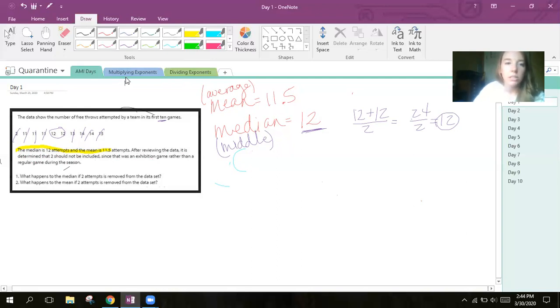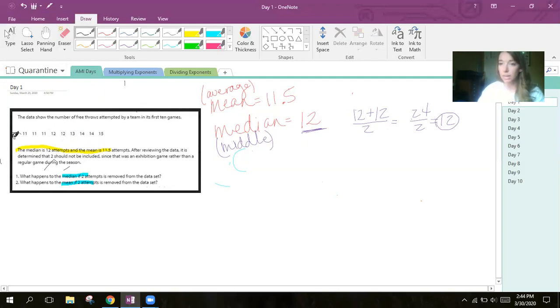What happens to the median if the 2 is removed, and what happens to the mean if the 2 is removed? All right, so basically what it's wanting us to do is take all the same information and do exactly what we just did, except it wants us to remove this guy here, the 2.